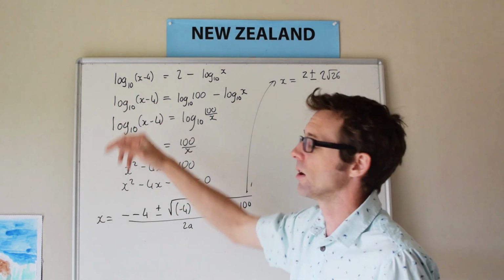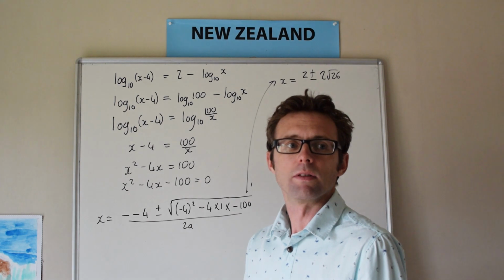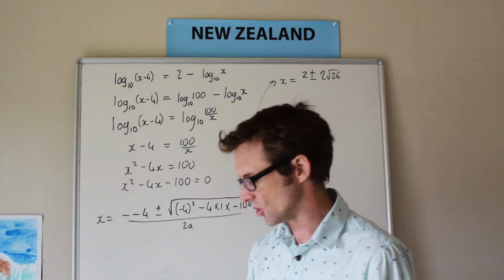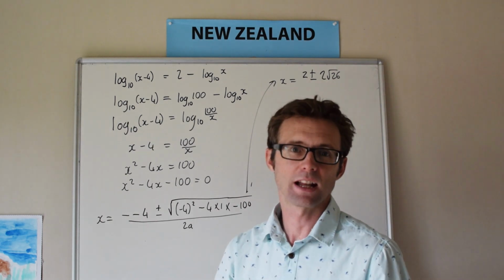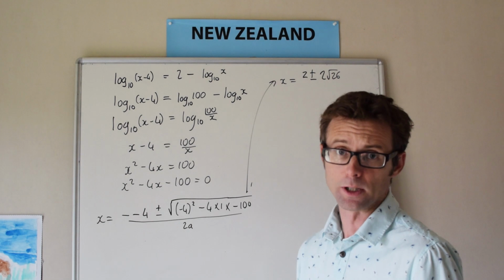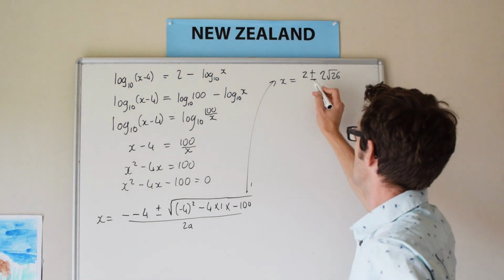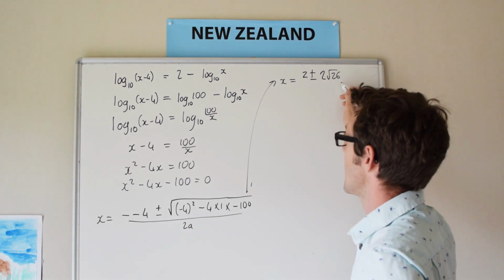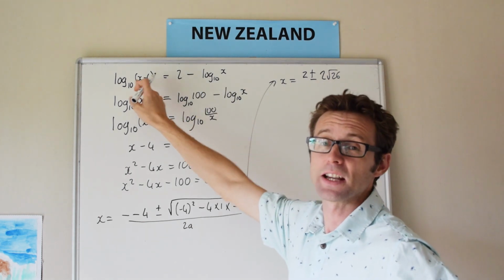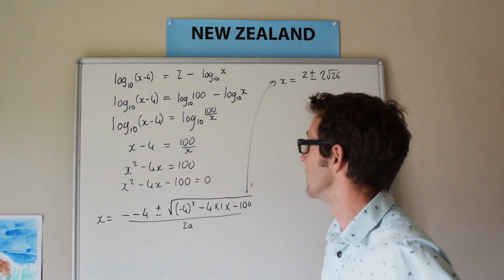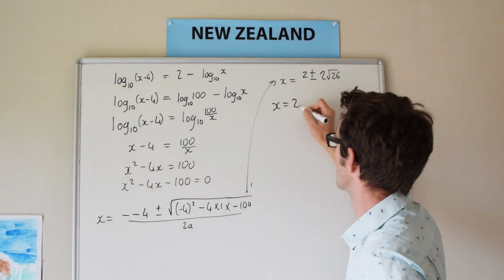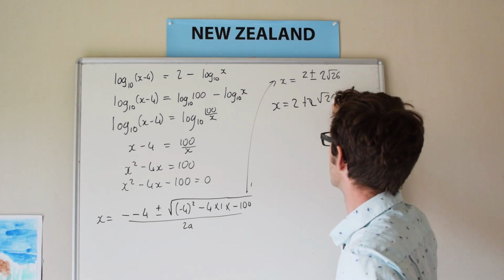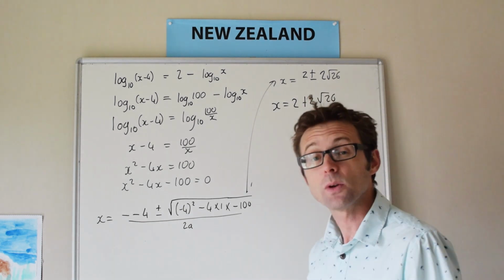Now think about what we know about logs. Can we have a log of a negative number? If you just get your calculator now and go log and put in minus 2, you'll find that it's undefined. Logs are undefined for less than 0. So if we put 2 minus 2 square root 26 in as our x value, you will see that you get an undefined value. So therefore our result is x is equal to 2 plus 2 square root 26. And that's how we do the first one.